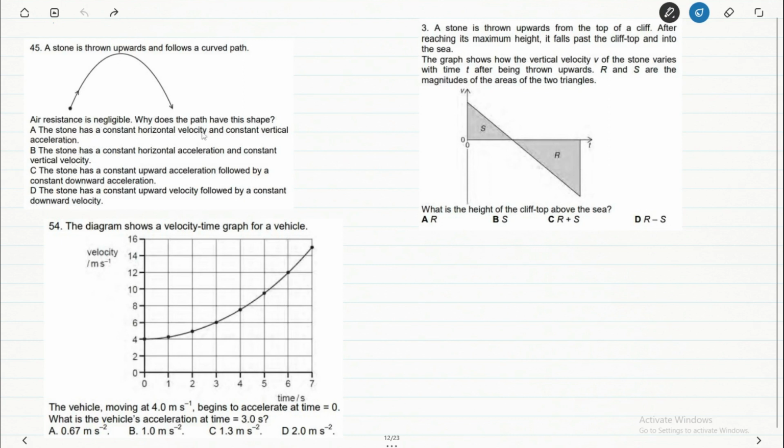The stone has a constant horizontal velocity and a constant vertical acceleration, right? Because this is not affected, just like I said, and there's a downward acceleration of g, and this is the horizontal component v, right? So this is the answer. Let's just go through the wrong answers and strengthen our concepts a little bit more. The stone has a constant horizontal acceleration. Yeah, it does have a constant horizontal acceleration, which is 0, right? So this is true, and constant vertical velocity, and this is not true.